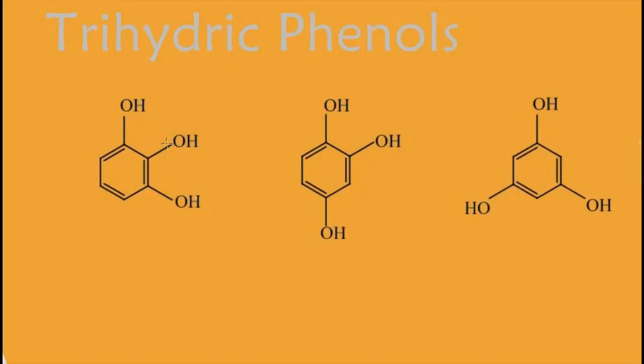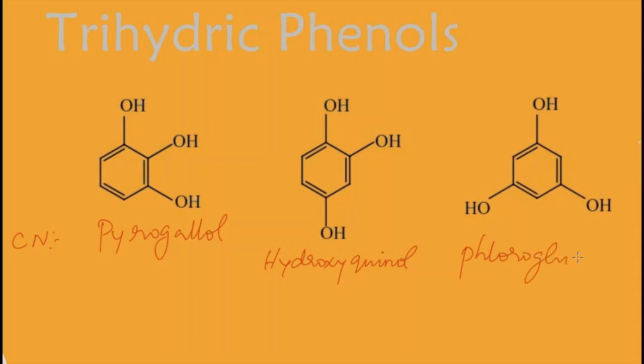Trihydric phenol. Three OH groups will be attached to the benzene ring. The common name for the first compound is pyrogallol. Here, two OH groups are attached to the next carbons, and one is attached in the para position. The common name for this compound is hydroxyquinol. In the dihydric phenols, we learnt about quinol. To this quinol, one more hydroxy group is attached, so it is named hydroxyquinol. The third one is phloroglucinol.